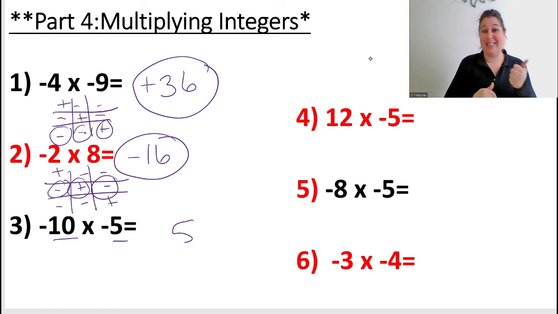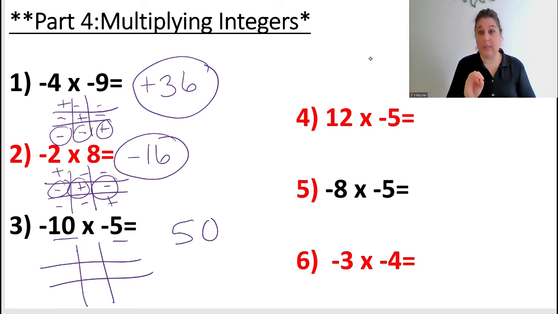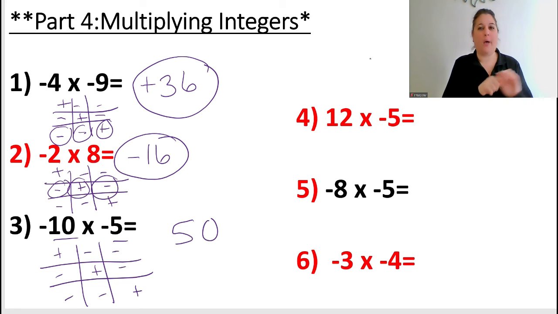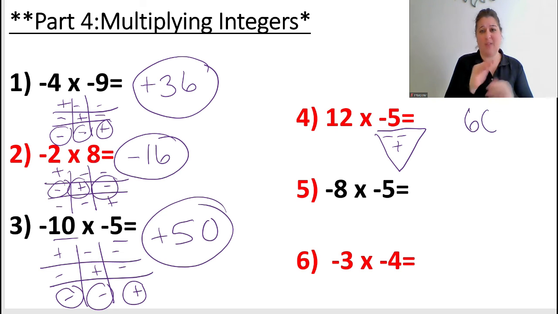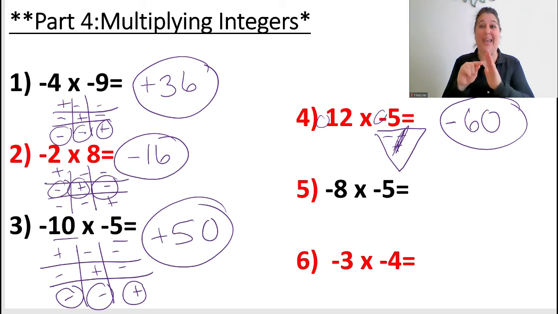10 times 5 is 50. Do my tic-tac-toe. Okay, a negative times a negative is a positive, so positive 50. Now let me do my pizza face for these ones just in case you like that one instead. 12 times 5 is 60. Right, so it's a positive and negative. Cross those off. I'm left with negative. And look, they're different signs, so we make it a negative.